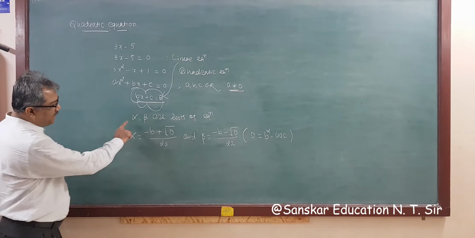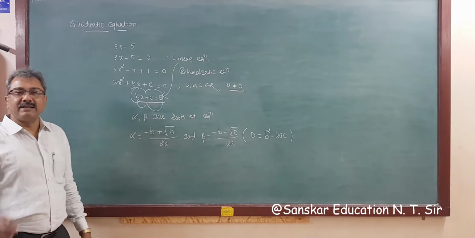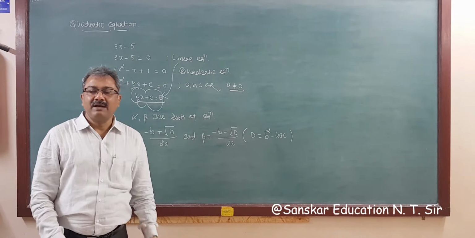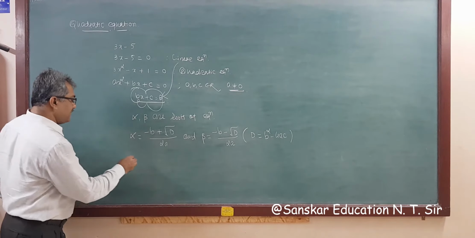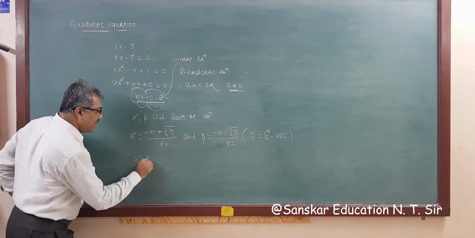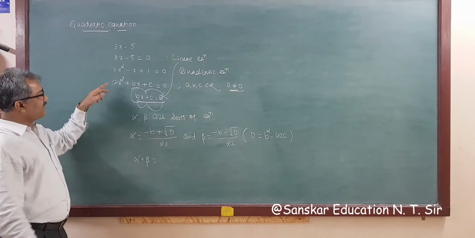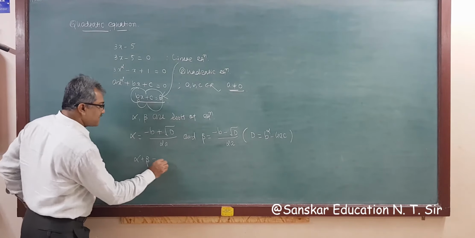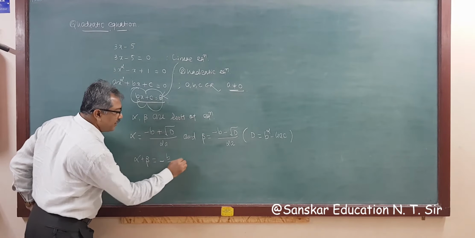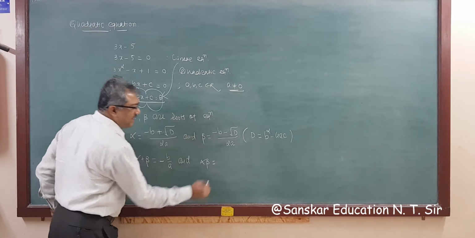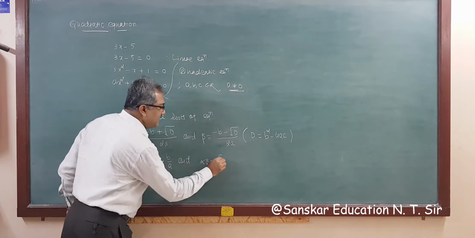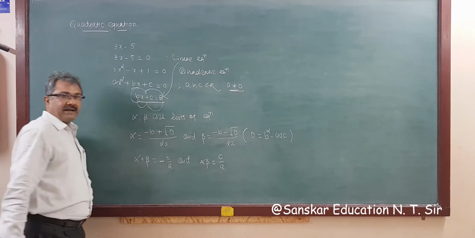Now if alpha and beta are the roots of the equation, then the quadratic equation involving alpha and beta, that is the sum of the roots. So what is your sum of the roots that you also know? Alpha plus beta from this equation, the sum of the roots is minus b upon a, and the product of the roots, alpha beta, is equal to c upon a, right?